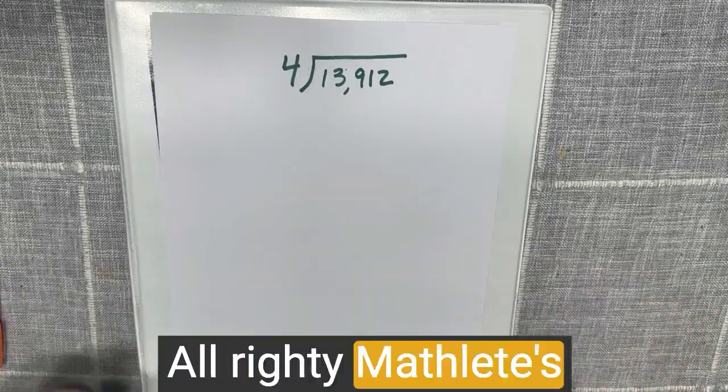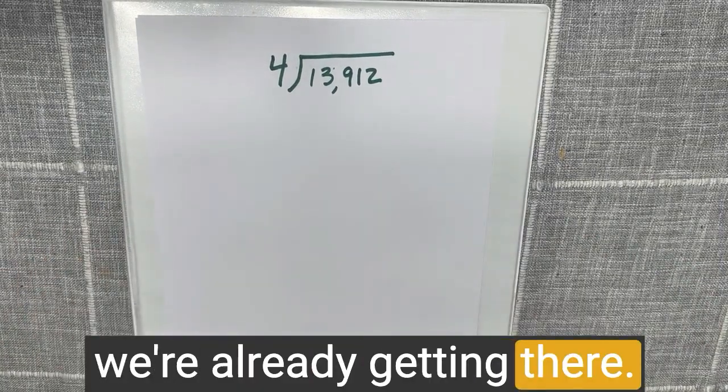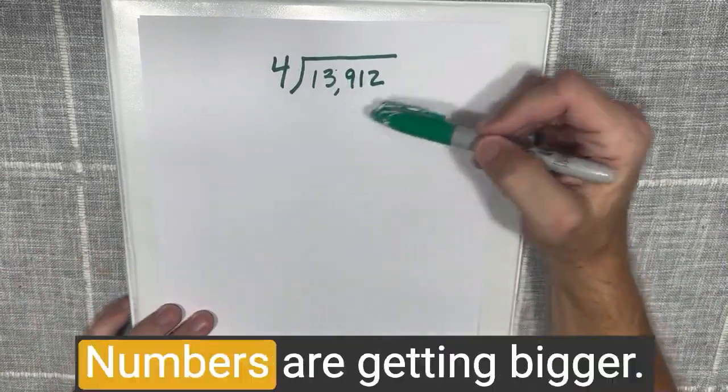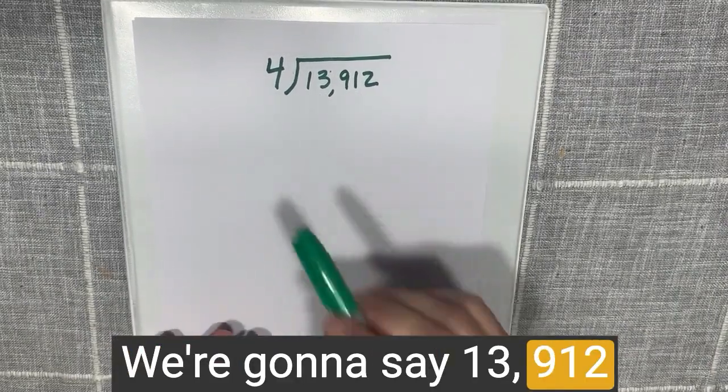All righty. Mathletes, almost there. We got 4 questions we're going to do. This is question number 3, so we're already getting there. But as you can see, our numbers are getting bigger. Now we're going to say 13,912 divided by 4.